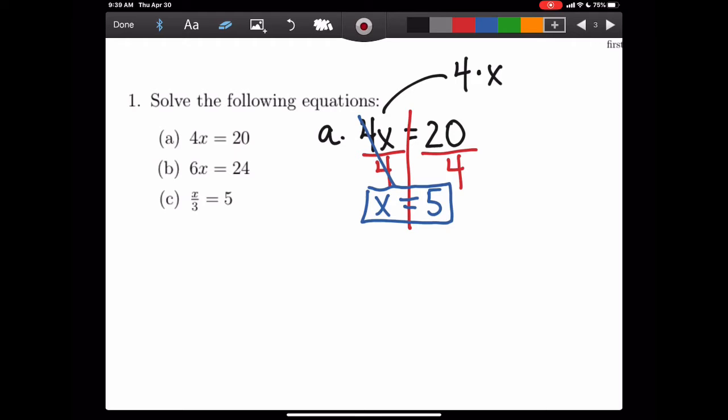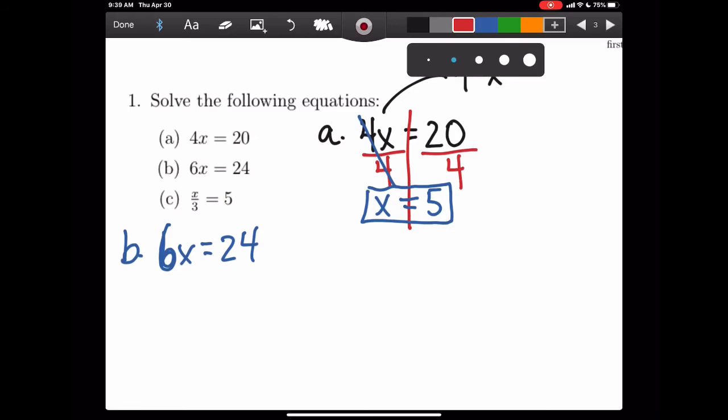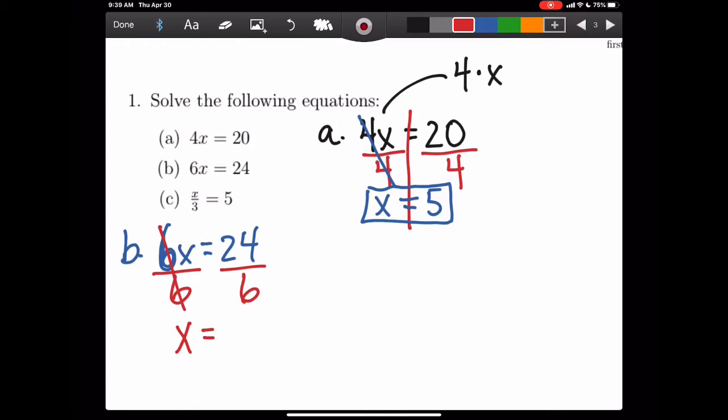Let's look at B. 6x equals 24. That is a 6. Do the exact same thing we just did on A. Divide by 6 on both sides, these 6's cancel out. I'm left with x is equal to 24 divided by 6, which will give you 4.